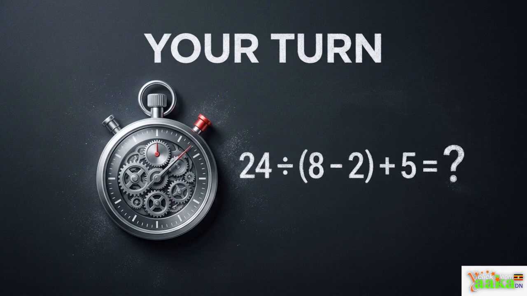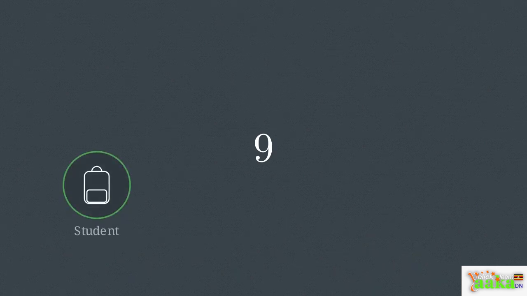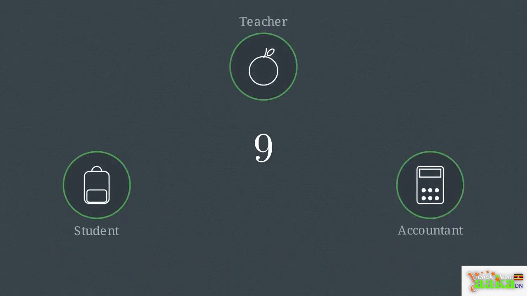Now, test the rules yourself. Pause the video, look for the highest priority operation, and solve the equation on screen. Check your steps. The brackets give you a 6. Division comes next. 24 divided by 6 is 4. Finally, you add 5 to reach a final answer of 9. Mathematics relies on a predictable syntax. This specific order ensures that every student, teacher, or accountant reaches the exact same conclusion when solving the same problem.